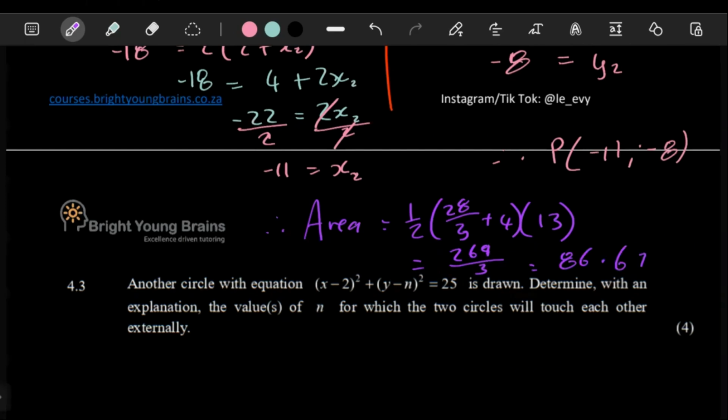Now they said another circle with this equation is drawn. Determine with an explanation the values of n for which the two circles will touch each other. Okay. It's quite interesting. So what we know is that this circle, this here, should give us the x value of center.